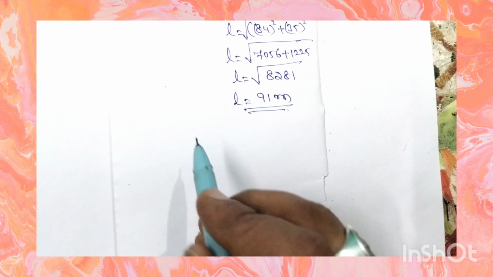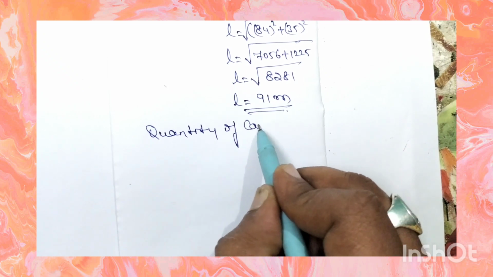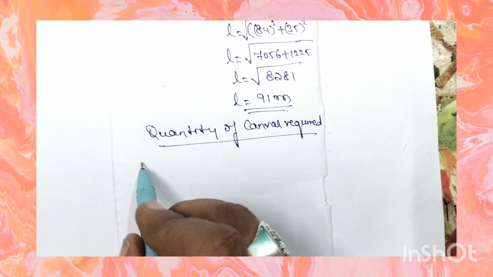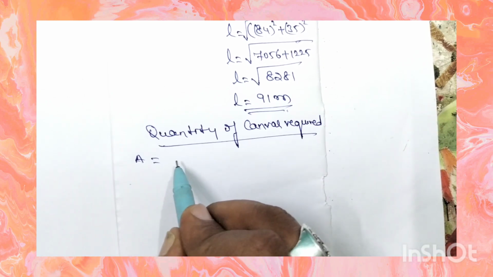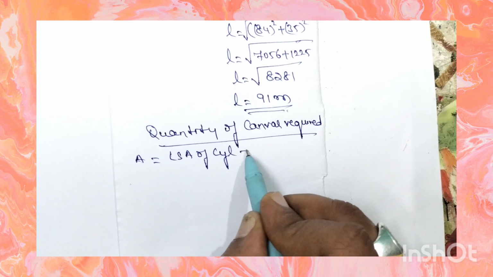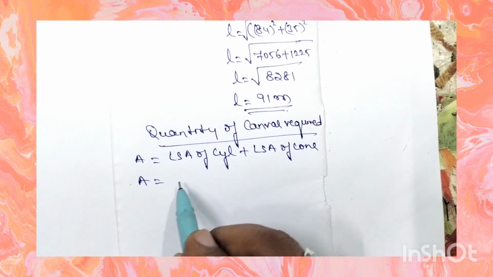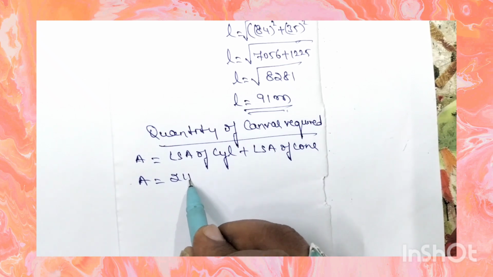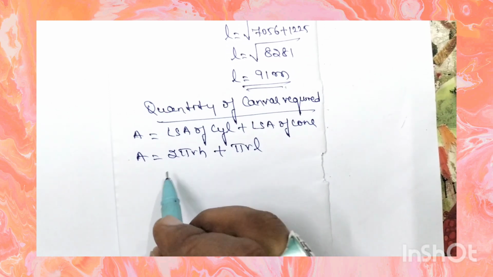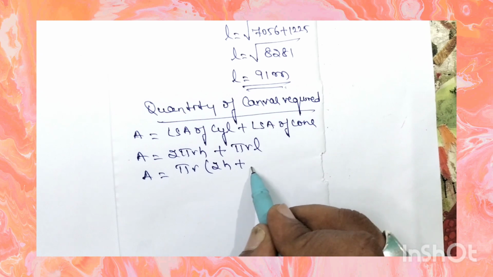Now let us find the quantity of canvas required. To find the quantity of canvas required, the area of the canvas is equal to the LSA of the cylinder plus the LSA of the cone. The LSA of the cylinder is 2 pi RH, plus the LSA of the cone, which is pi RL. So the area is equal to pi R, which is common to both, into 2H plus L.